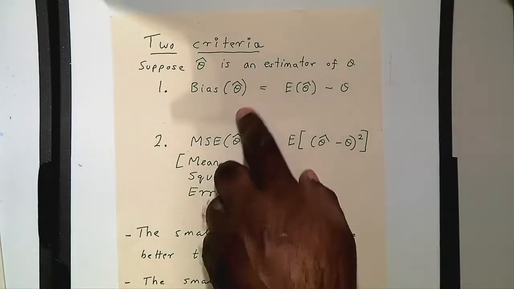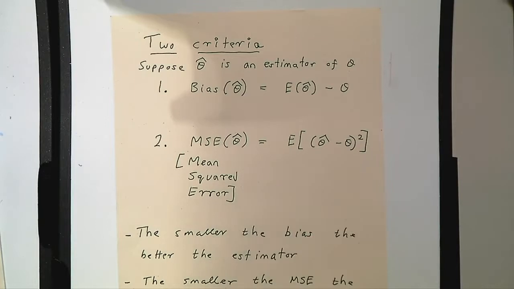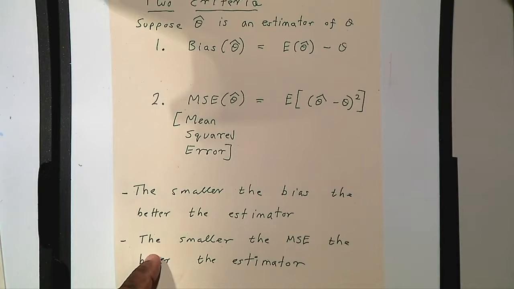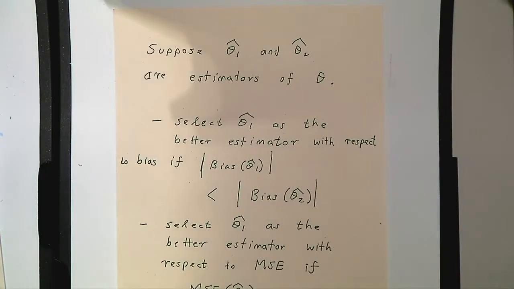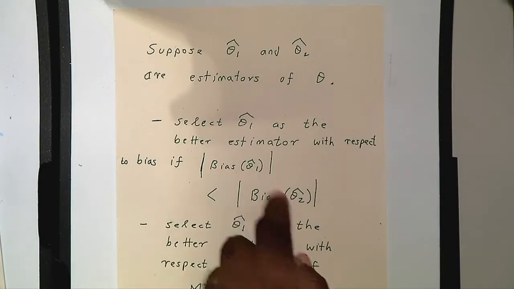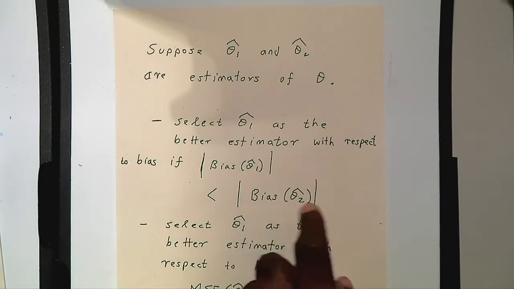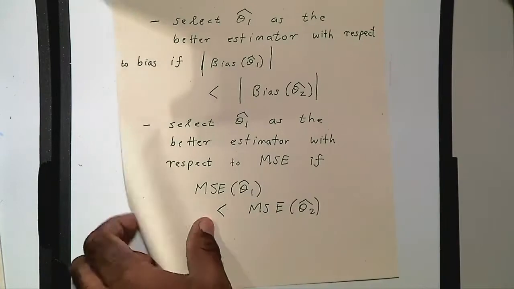To do that, I introduced 2 criteria. The first one is known as the bias. The second one is known as the MSE, or the mean squared error. These are the definitions. The smaller the bias, the better the estimator. And the same thing with the MSE. The smaller the MSE, the better the estimator, right? Now, suppose you have 2 estimators, theta 1 hat and theta 2 hat. This is how you would select the better estimator. If the absolute value of the bias of theta 1 hat is smaller, then you would choose theta 1 hat. And similarly for MSE, right?